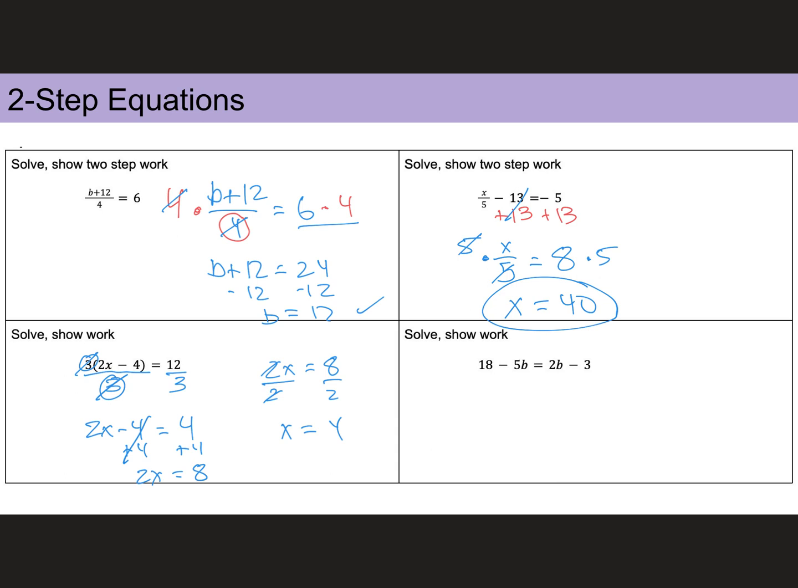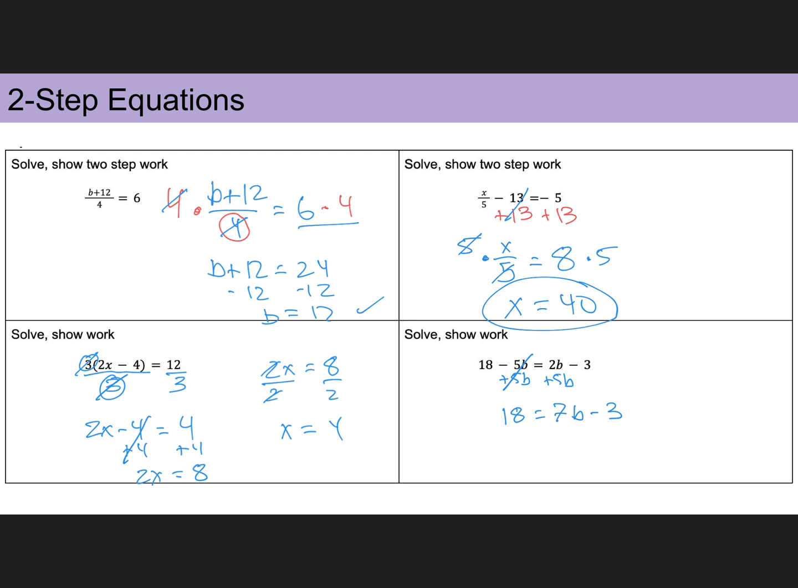Now for the last one, right now I have an issue because I have b's on both sides and I have numbers on both sides. And what I'm trying to find out is what is 1b equal to? So what I need to do is move my terms around to find 1b. So first thing I'm going to do is add 5 b's to both sides. This allows me to cancel that out, and now I have all of my b's together.